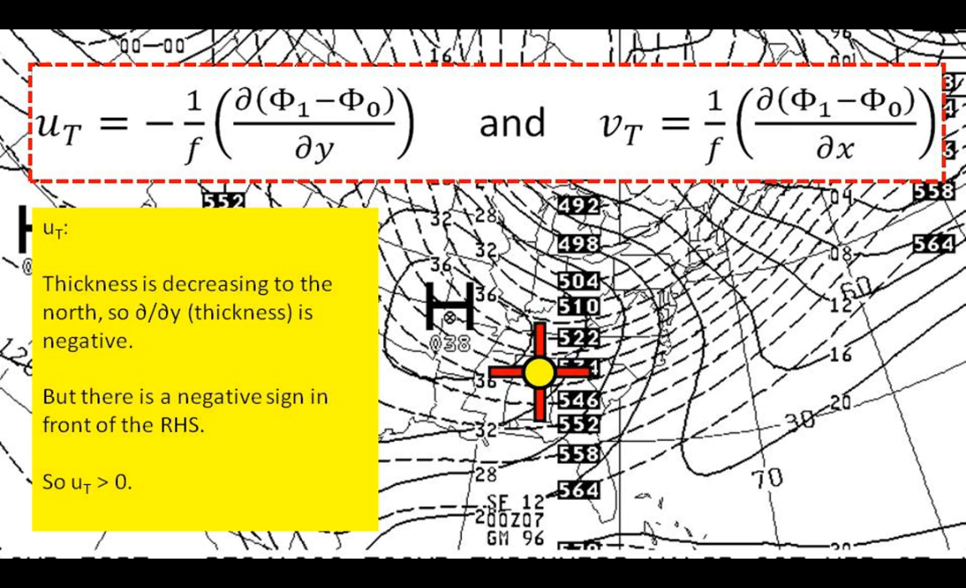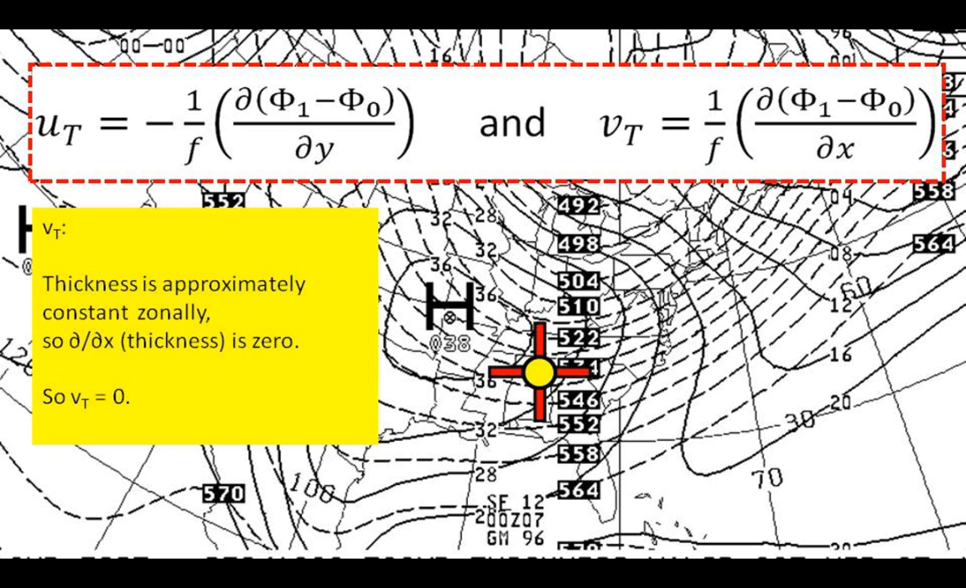And if I think about the UT equation, thickness is decreasing to the north. If you look at these contours as we go from the south side to the north side of the plus sign, you can see that we are decreasing as we go to the north. So that partial thickness, partial y term is going to be negative. But there's a negative sign in front of the whole thing. So your result is that UT, the thermal wind's zonal component, is going to be positive. It's going to be from the west.